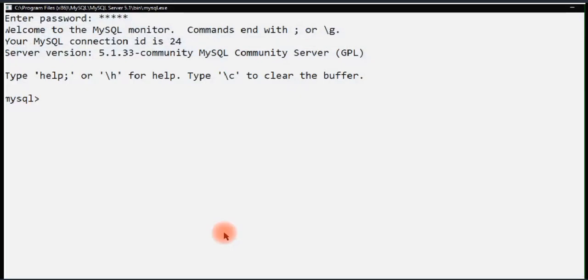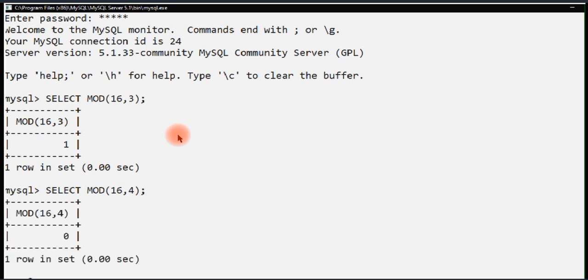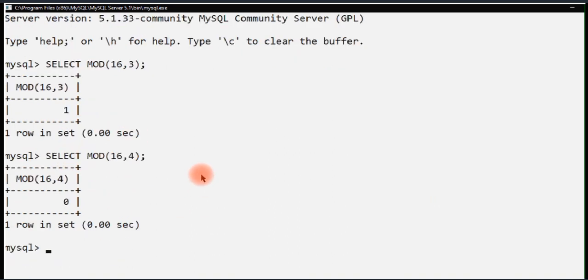Now in MySQL, I've written here select mod, and here I've given the example of 16 divided by 3. If I am dividing 16 by 3, then 3 fives are 15, remainder will be 1. Likewise, if I am dividing 16 by 4, remainder will be 0. That means the mod function is used to find out the remainder of a given value. This mod function can be applied on any table.